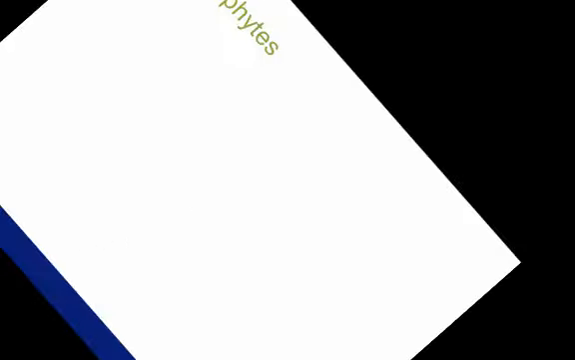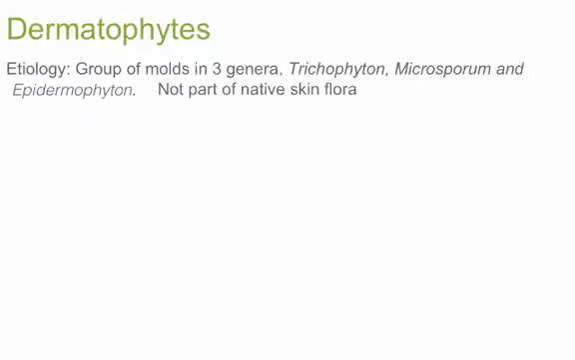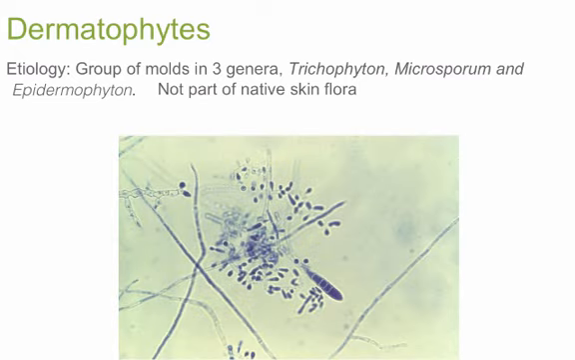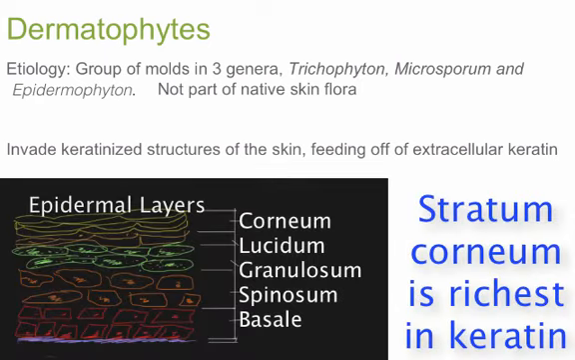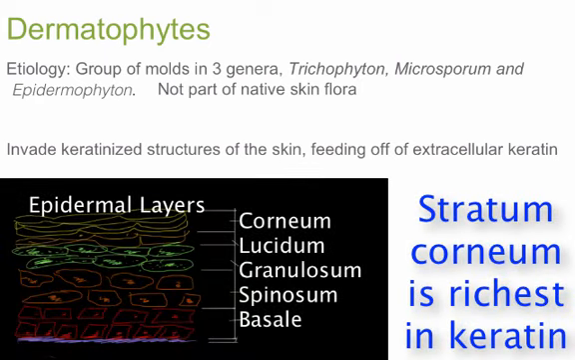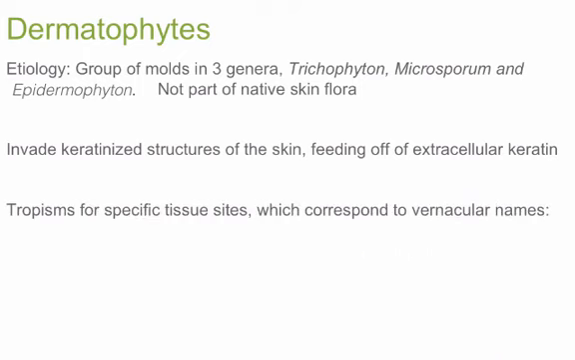The next superficial fungal infection we'll discuss is caused by a group of organisms collectively known as the dermatophytes. This group of molds exists in 3 genera. These are not part of the native skin flora. These species invade keratinized structures of the skin, feeding off of extracellular keratin with proteolytic enzymes. They have tropisms for specific tissue sites, which correspond to the vernacular names, of which you're probably already aware.